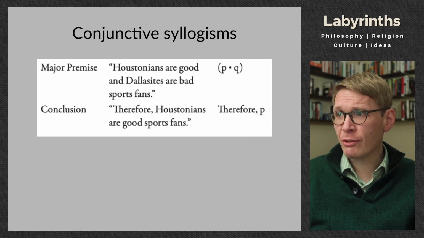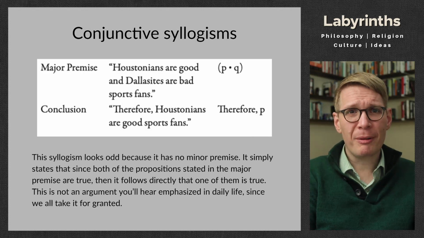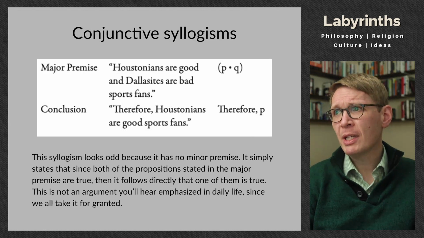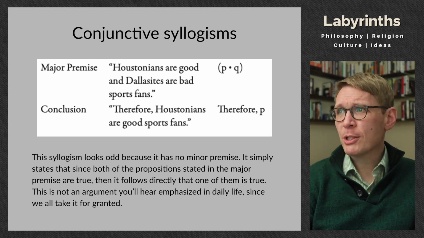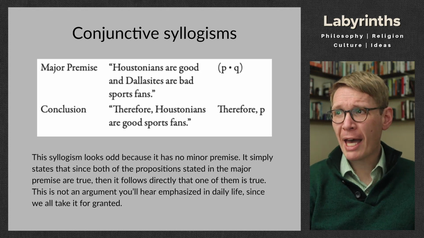Now, conjunctive syllogisms are a little odd. There are two examples here we'll look at. Here's the first one. This is an odd kind of thing. So let's look at our example. Major premise: Houstonians are good and Dallasites are bad sports fans.